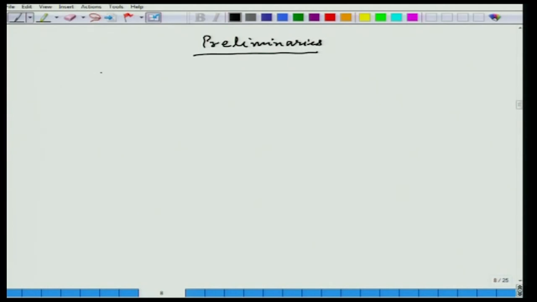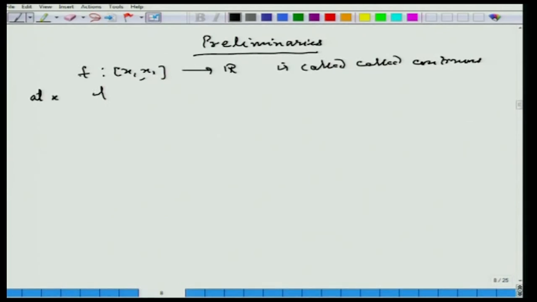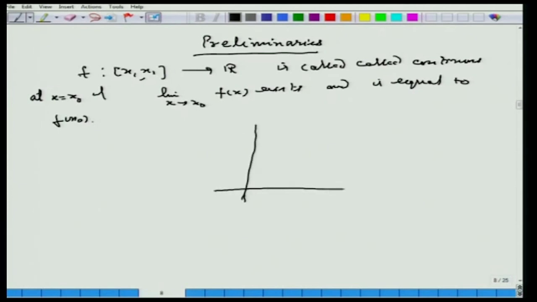Here we have been considering the continuity of a function. So, what do you mean by that? A function f from x1 to x2 into R is called continuous at x equal to x0 if the limit as x tends to x0 of f(x) exists and is equal to f of x0.